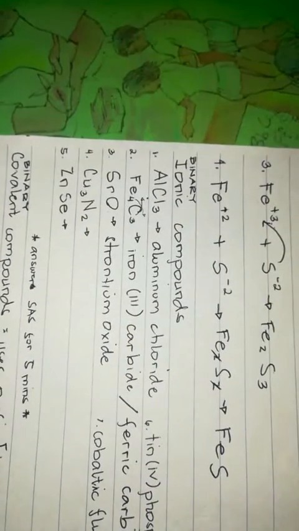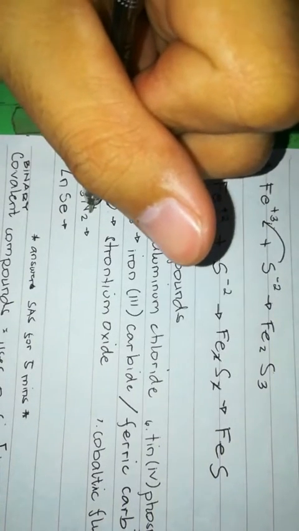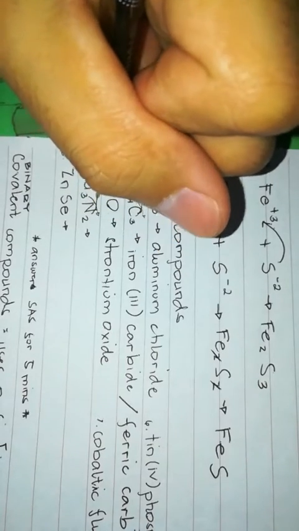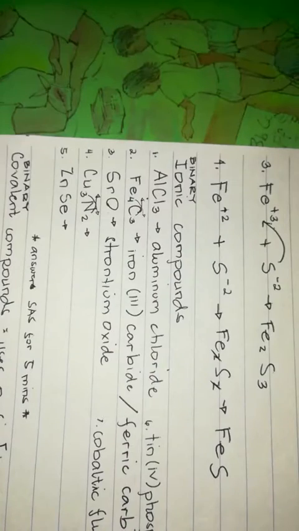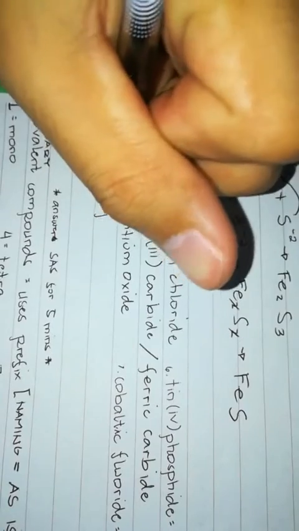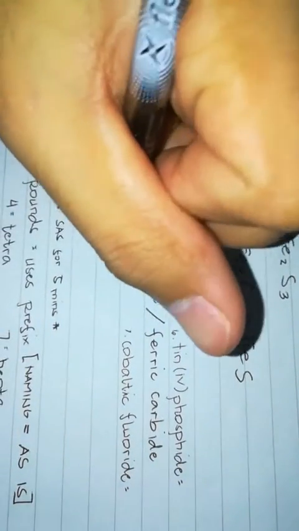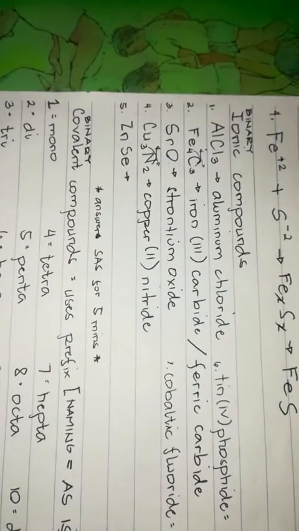So, kagaya ng sinabi natin kanina doon sa number 2, ang gagamitin natin ay yung kanyang original charge. So, ibalik natin yung 3 kay nitrogen, yung 2 ay kay copper. So, that means ang ginamit dito na copper ay yung positive 2. So, we can write down copper 2 nitride. Naintindihan? Okay. Next, number 5, zinc.